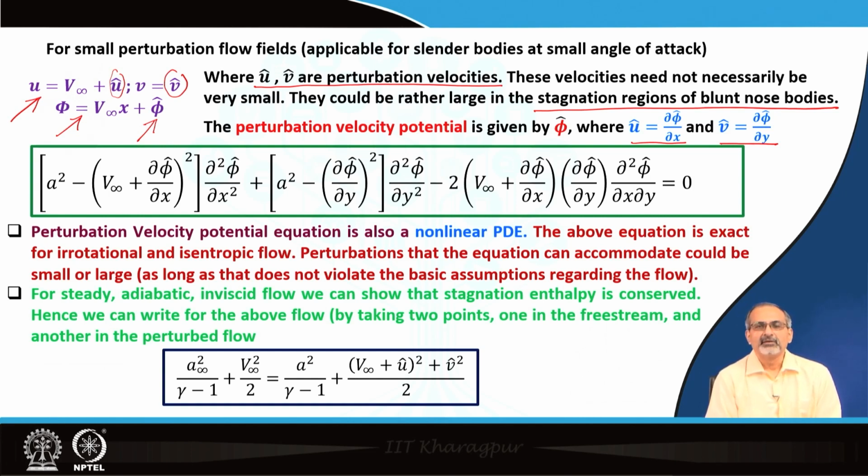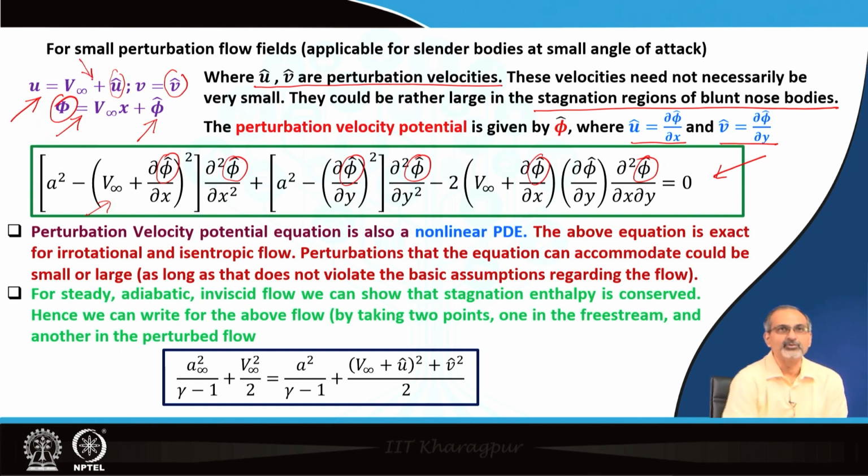Now, if you substitute these relations that we have written on top into the velocity potential equation, then the equation will now contain the derivatives written in the perturbation form. The phi hat comes into all the terms here instead of the capital phi that we had earlier. Additionally, you have expressions of the form v infinity plus del phi hat del x, which basically represents the u.